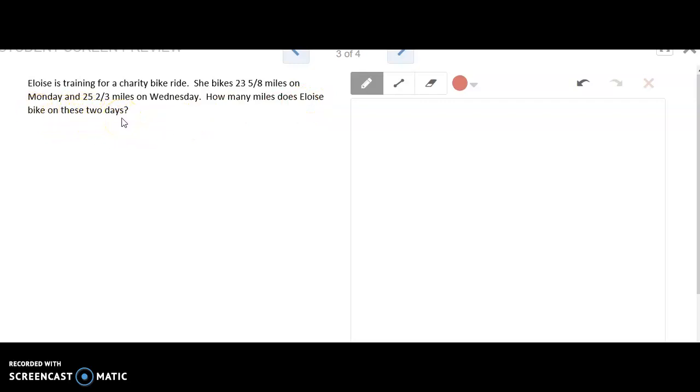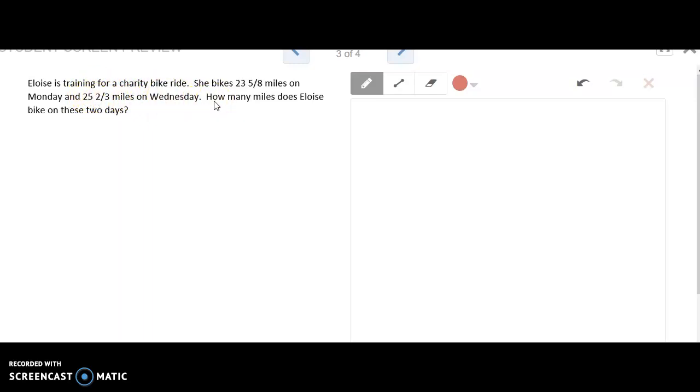I don't have the ability to go and mark up my problem, but if I did, I would want to jot some details. So I'm going to go back through and read through the problem again and find some of the important information. Eloise is training for a charity bike ride. Here's some important information. She bikes 23 and 5/8 miles. I would jot that detail on Monday. And 25 and 2/3 miles. I would jot that detail on Wednesday.